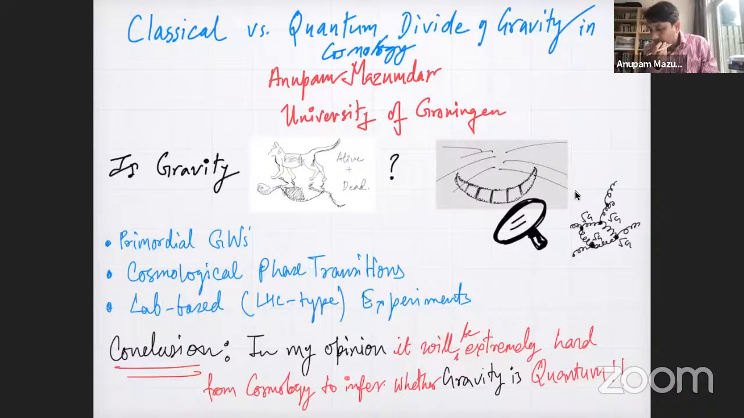And the question is fundamental in nature: how do I know whether gravity is classical or quantum? How do I know whether gravity can be alive and dead simultaneously? How can I see gravity's Cheshire cat witness, that it has a quantum feature? And whether primordial gravitational waves will help us tell that, or cosmological phase transitions will help, or perhaps we have to go for a lab-based experiment.